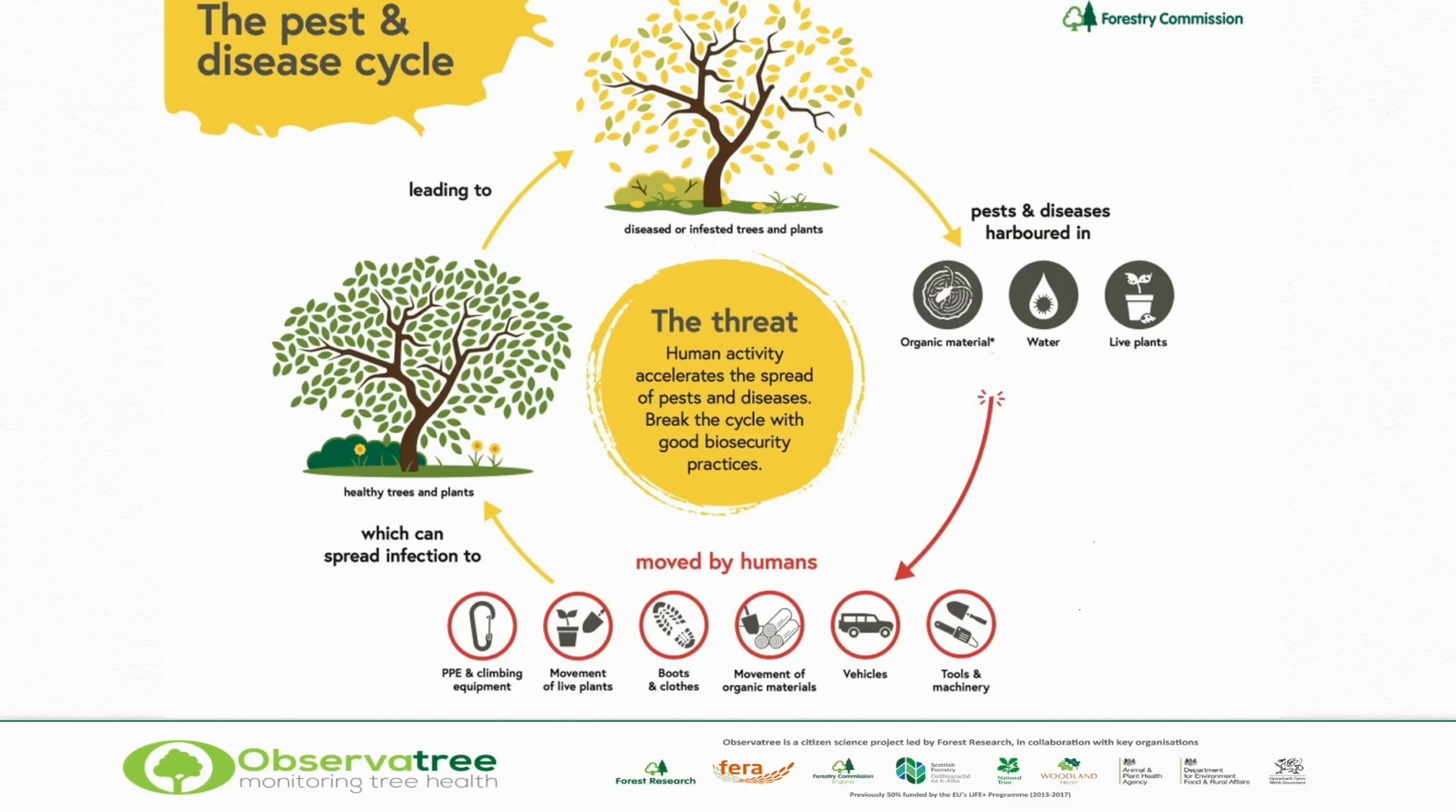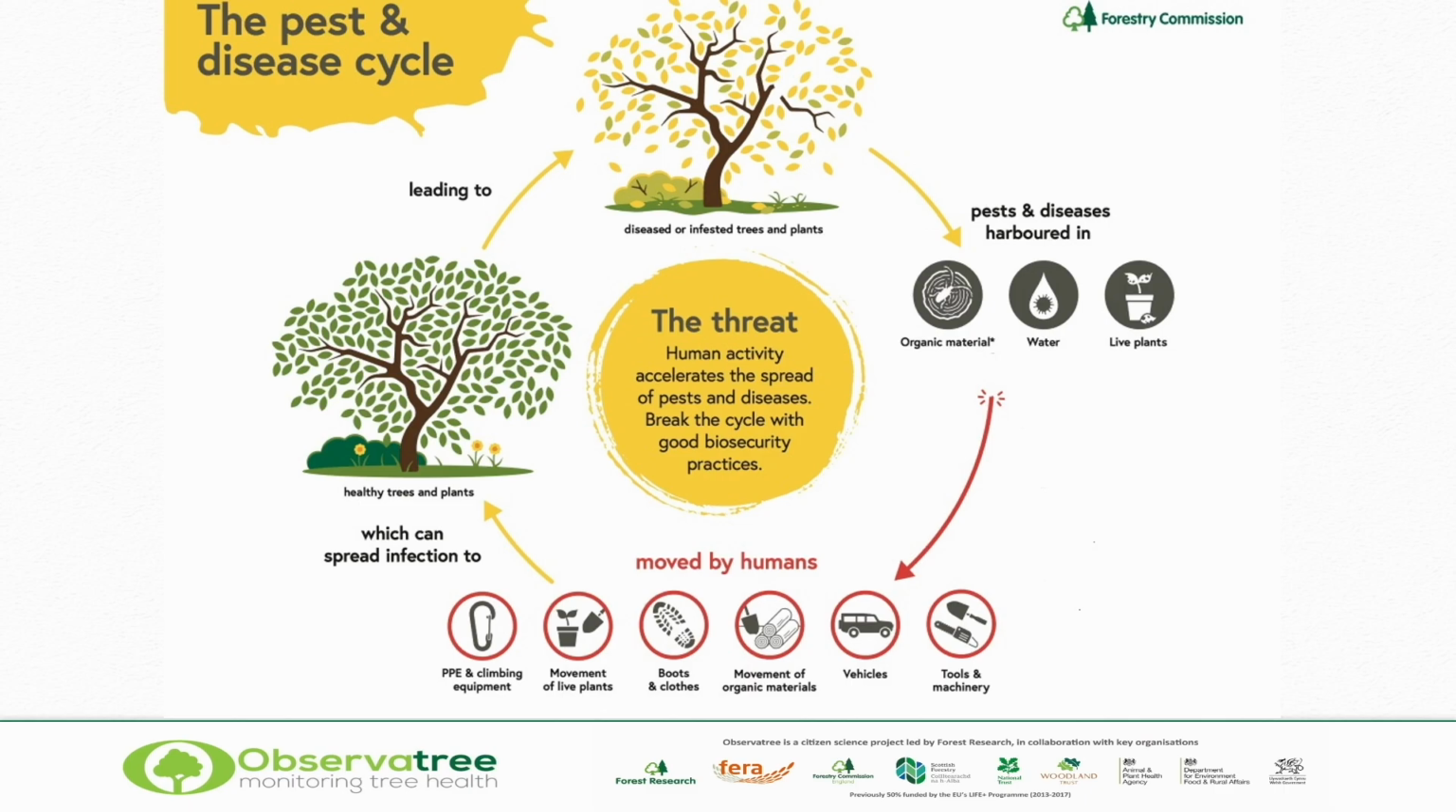What we're looking at here is the pest and disease cycle. So a pest and disease needs to move around to continue being alive, basically. Especially if it's a killer, it doesn't want to get stuck with a dead host. So it moves, and it will move in a variety of ways, either through soil and organic material, water, or live plants as well.